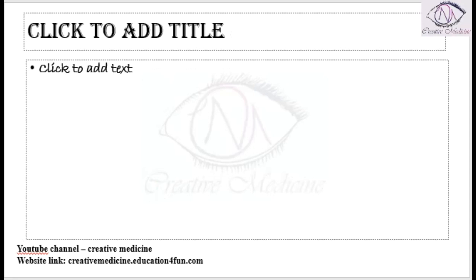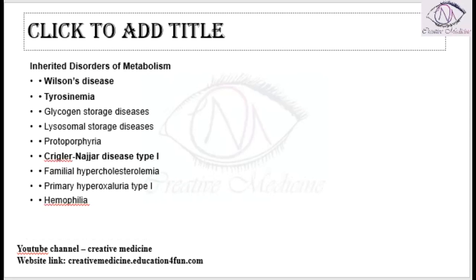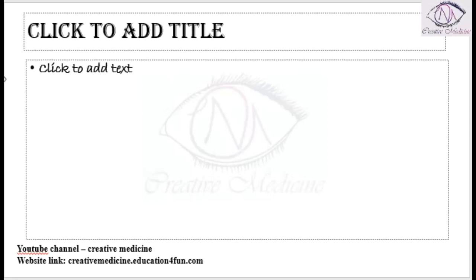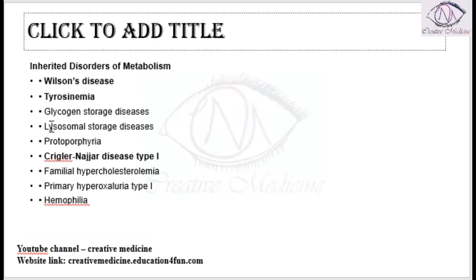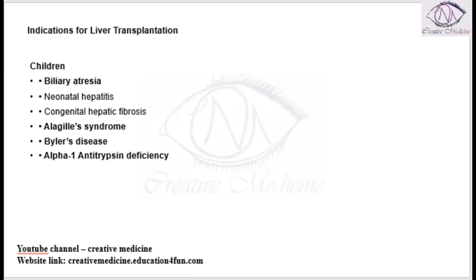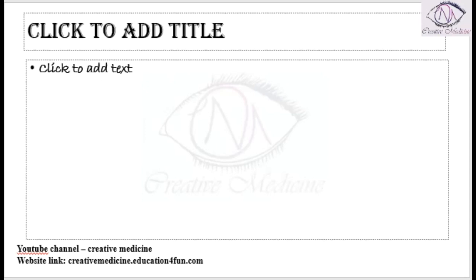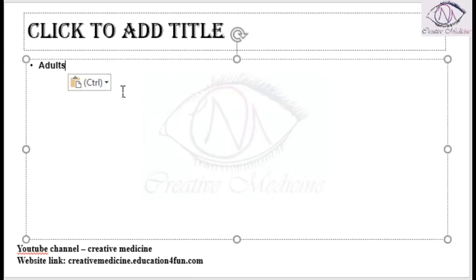All these are inborn errors of metabolism which require liver transplantation. So these are the diseases which require liver transplantation in children. Now, indications of liver transplantation in adults. So in adults we have diseases like primary biliary cirrhosis.